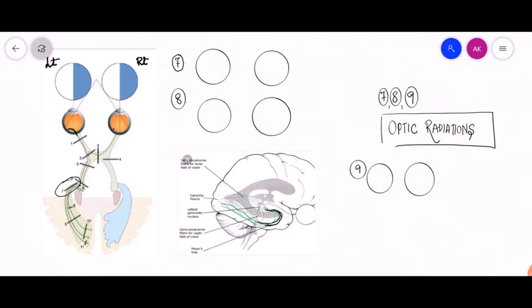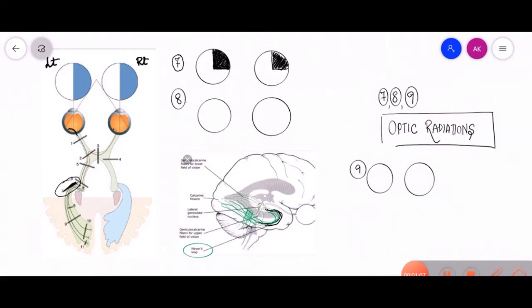Since these fibers are present inferiorly, they will carry information from the contralateral superior part of the visual field. Affection of this part of the optic radiation, which is also called Meyer's loop, will lead to a contralateral defect. Meyer's loop, or the inferior fibers, carry information from the superior part of the retina. They will cause a superior defect, and since the left-sided optic radiation is affected, it will cause a defect on the right side.